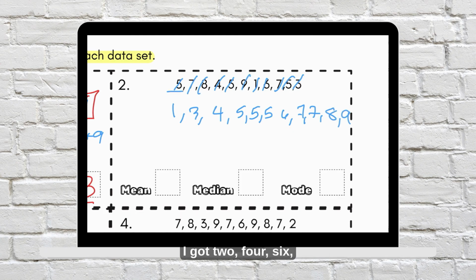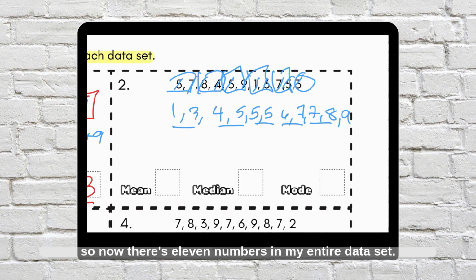Okay, and then I'm going to count. I got 2, 4, 6, 8, 10, 11 numbers. So now there's 11 numbers in my entire data set. So the mean is the average, so I'm going to add everything up and divide by 11.